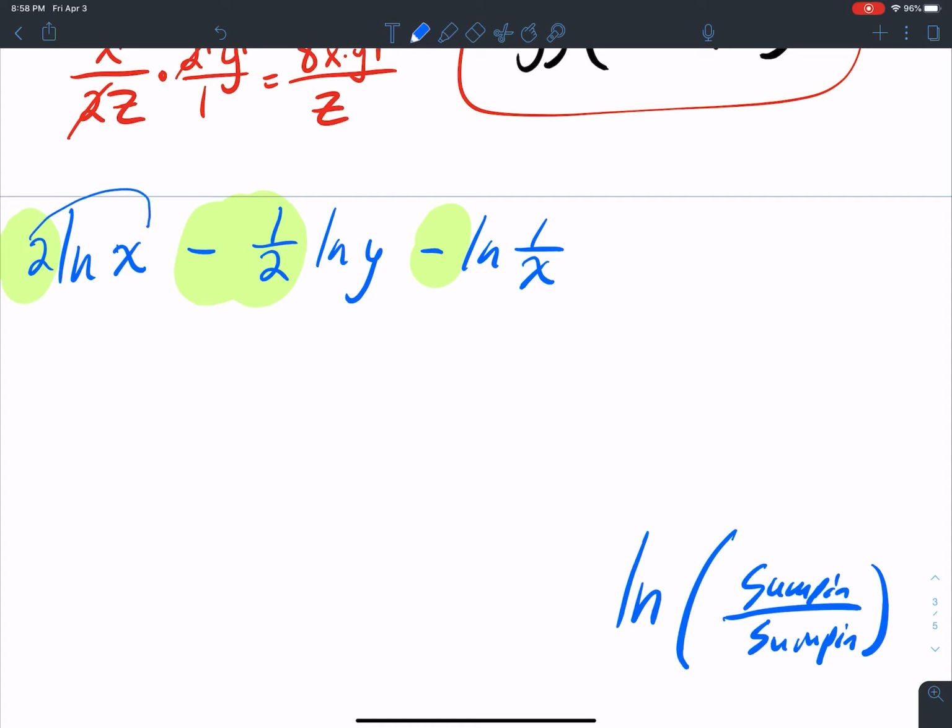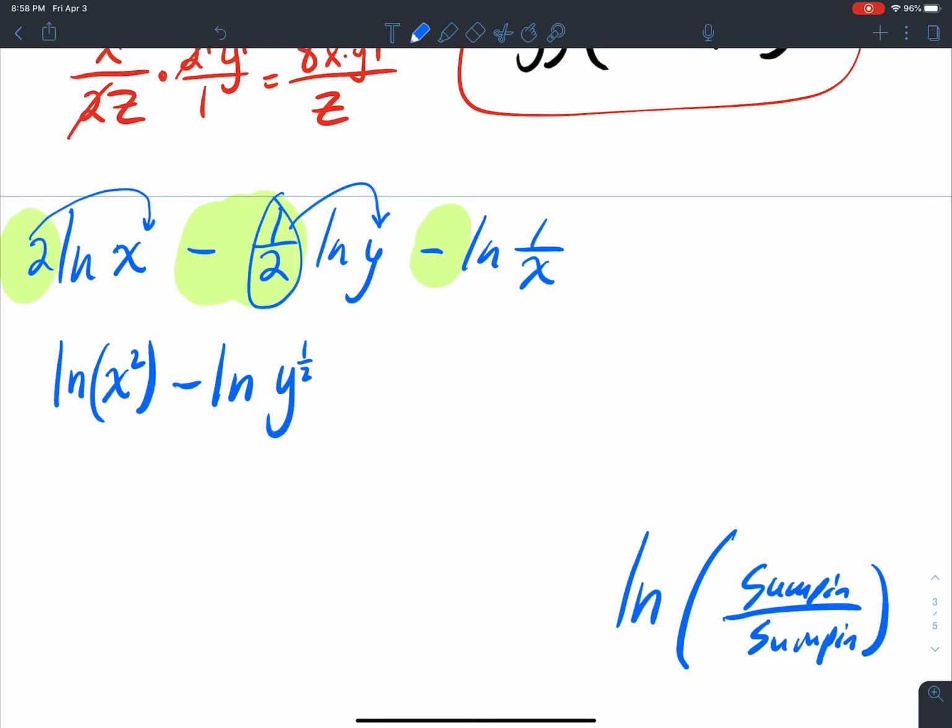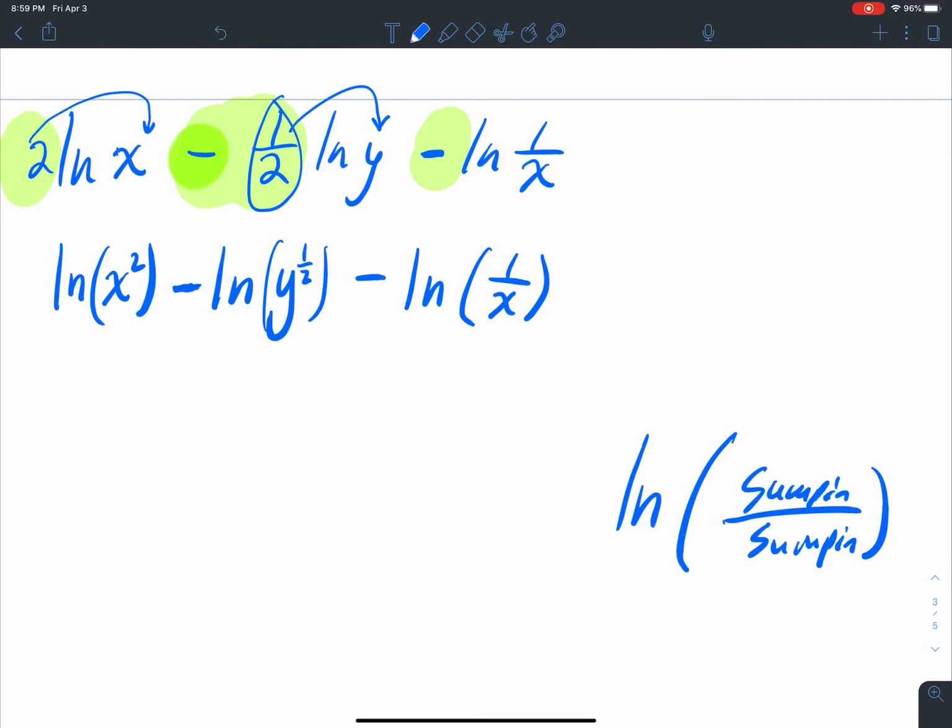So this number can come up. It becomes ln of x squared. Okay. What about this one here? I can take this 1/2, bring it up, so I have minus ln of y to the 1/2. You don't have to bring up the negative to the exponent, you could if you wanted to, but you can just take the number and put it up on the exponent inside your argument, okay? And then this last one, we can leave that negative out there because we know what to do with negatives.